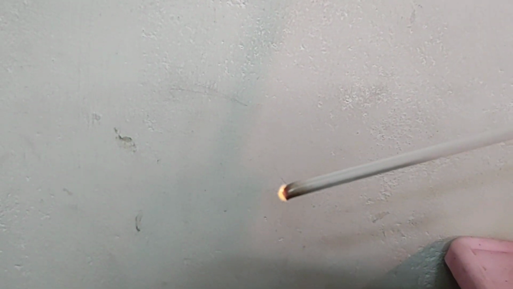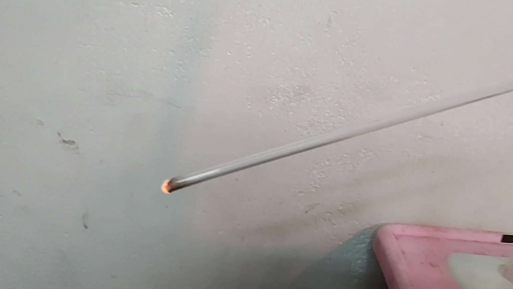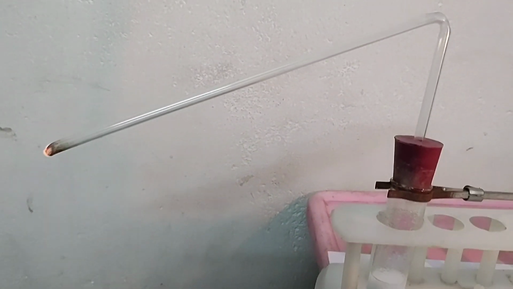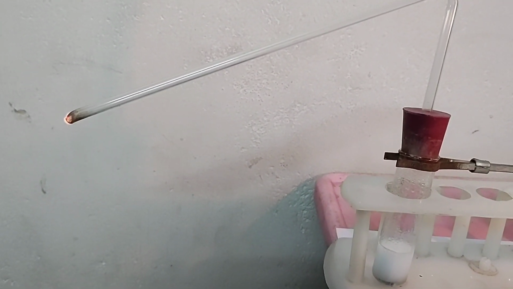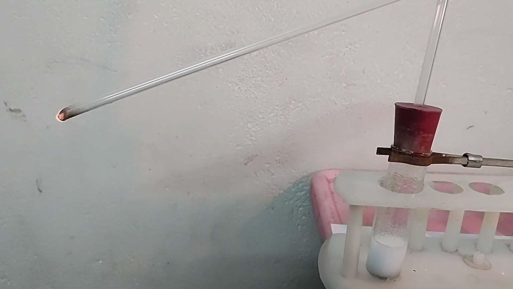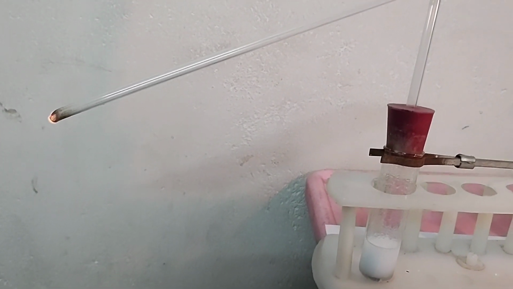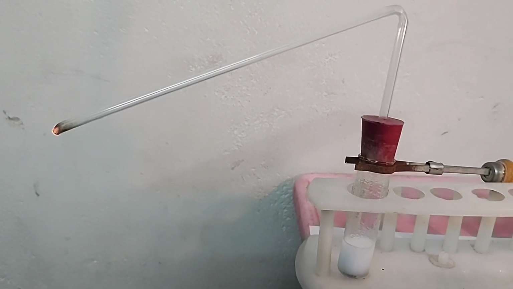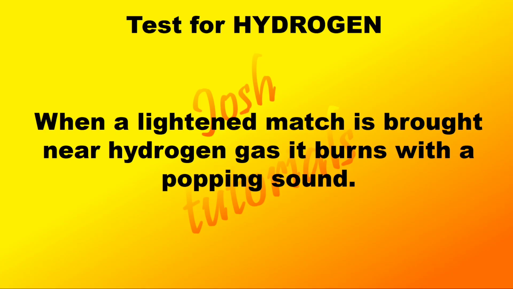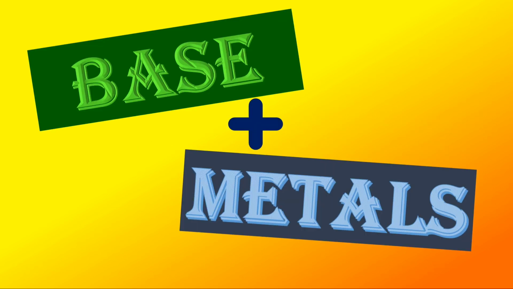It may create havoc in your lab. So, always do the experiment only under the supervision or guidance of a teacher. And remember to do this experiment with dilute HCl only. When a lighted match is brought near hydrogen gas, it burns with a popping sound. Now let us check how bases react with metals.